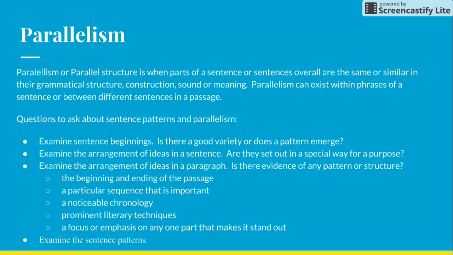Here are some questions to ask about sentence patterns when you notice them, or even just to find whether parallel structure exists. You want to look at sentence beginnings. Is there a good variety of sentence beginnings, or do you notice a pattern has emerged or any kind of repetition has emerged? You want to examine the arrangement of ideas in a sentence. Are they set out in a special way for a purpose? Have they ordered them in some way? You can examine the arrangement of ideas in a paragraph. Again, is there any evidence of a pattern or a structure?